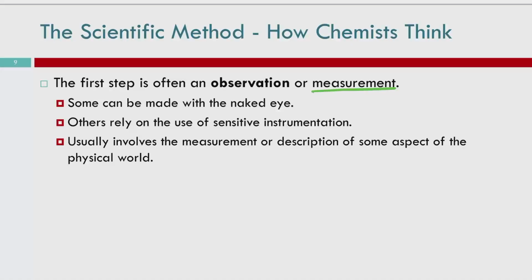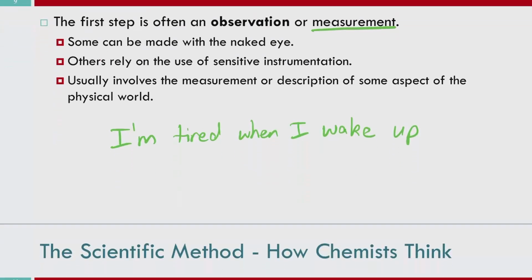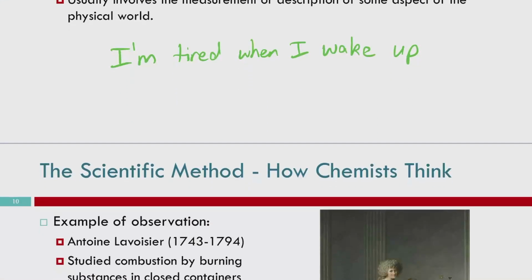So for the example, I've used hats before, but I don't really like the hat one, so we'll talk about my sleep instead. I'm tired when I wake up. Even if I get, let's say, 8 hours of sleep, 9 hours of sleep, I wake up, I still don't feel rested, that would be an observation. This might be something that you've observed yourself. Okay, what can I do about that?